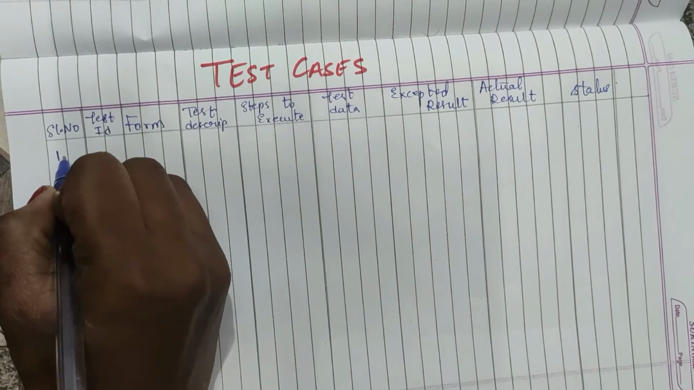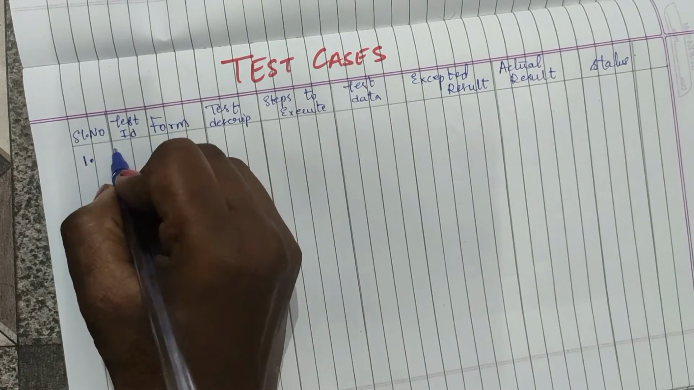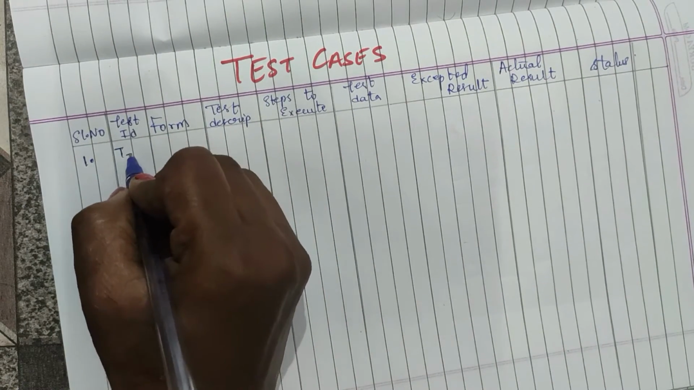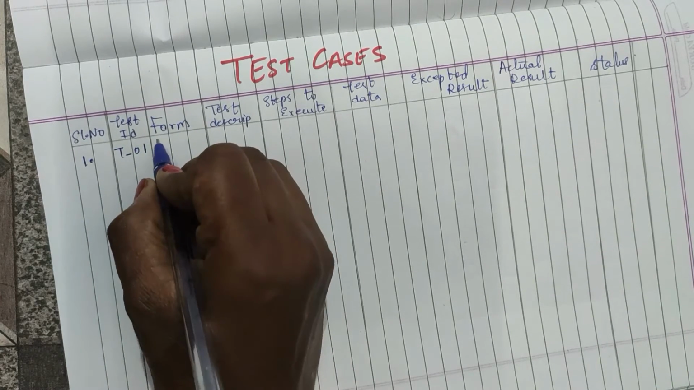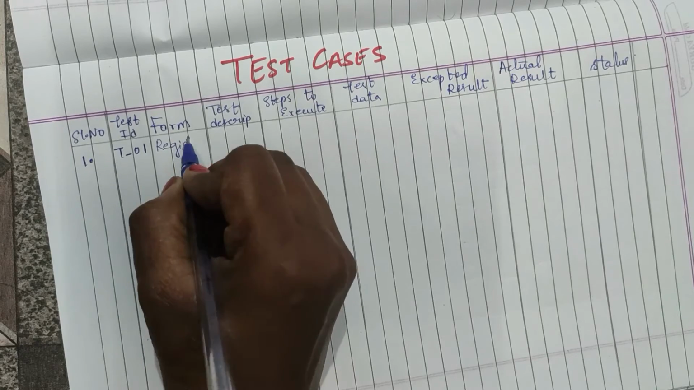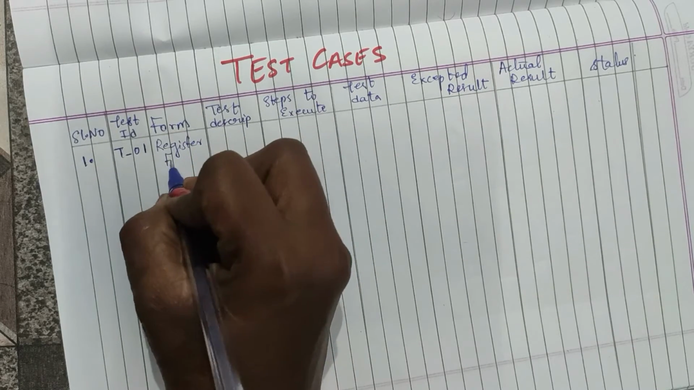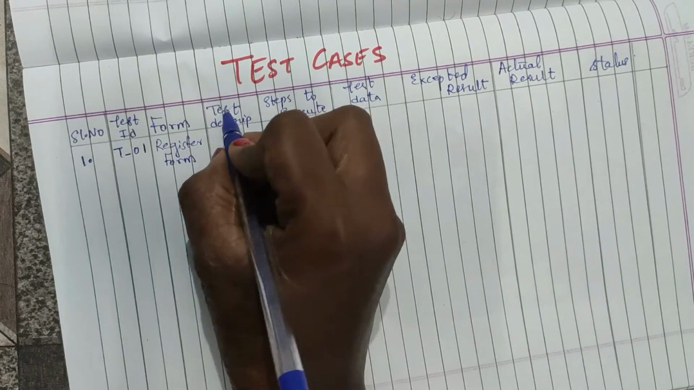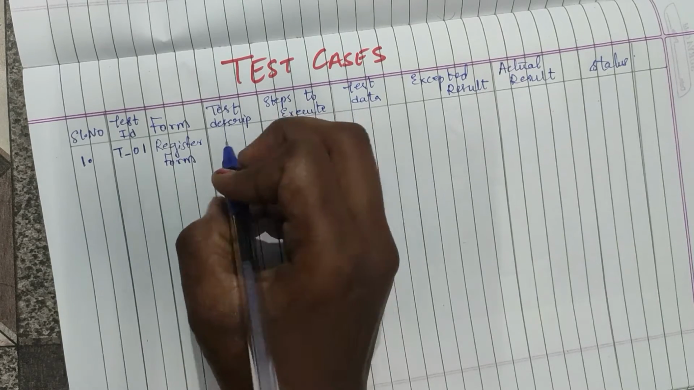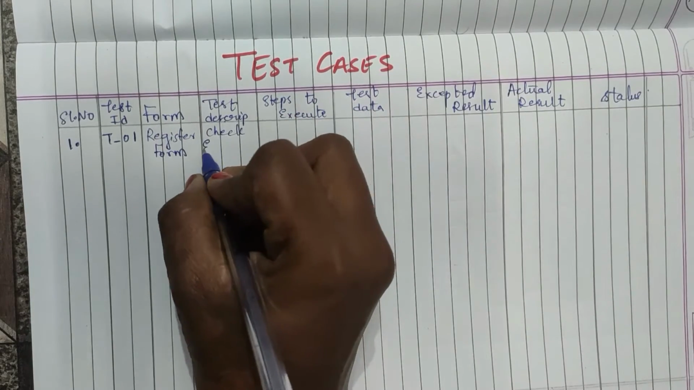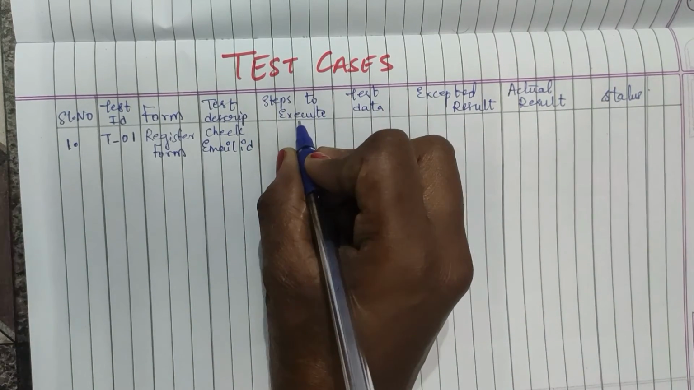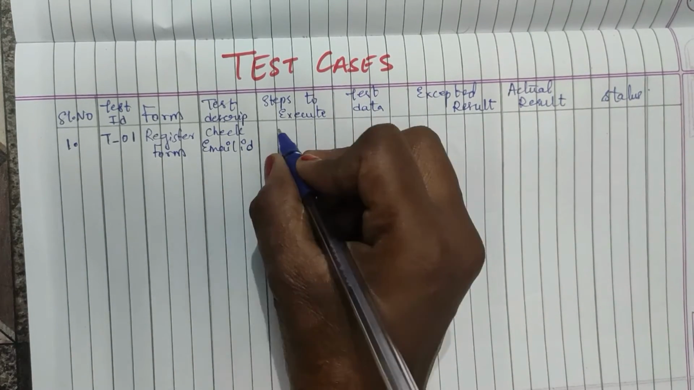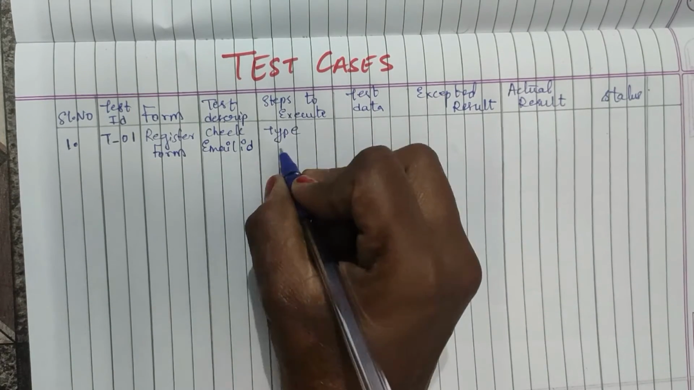First, serial number 1. What is my test ID? The test ID is test underscore 01. And which form am I going to test? I am going to test my register form. The test description is that I'm going to check the email ID. Now what steps do I have to do to execute this? I have to type my email ID.